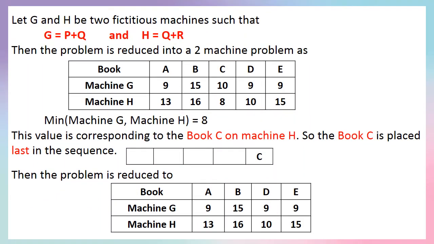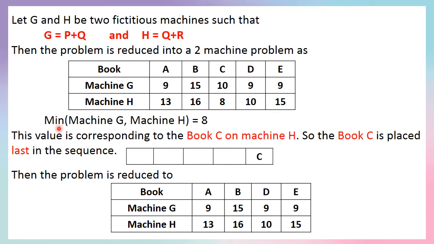Now we consider 2 fictitious machines G and H such that G is equal to P plus Q, that is the timings of G are obtained by adding the timings of P and Q, and H is equal to Q plus R, that is the timings of H are obtained by adding the timings of Q and R. So the problem is now reduced into a 2-machine problem, that is books A, B, C, D, E and machine G and machine H, and the timings are calculated according to these equations.